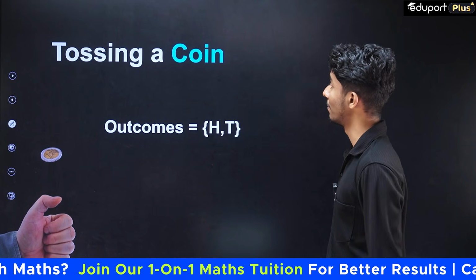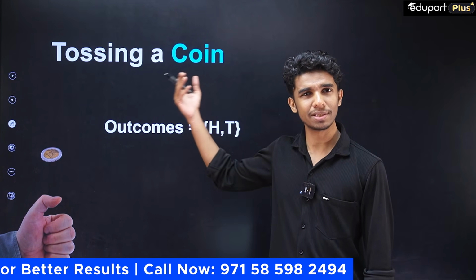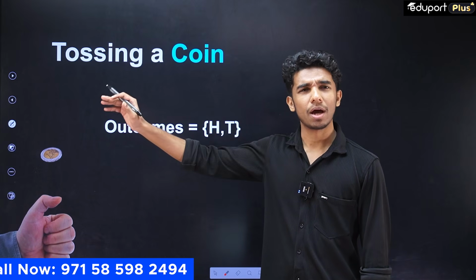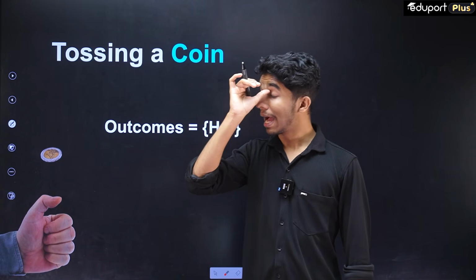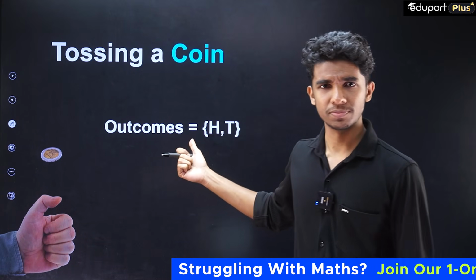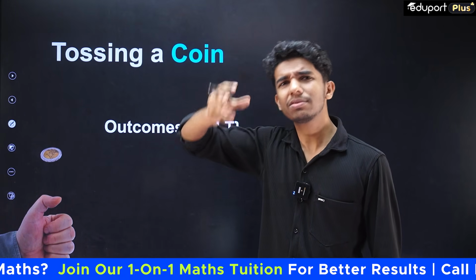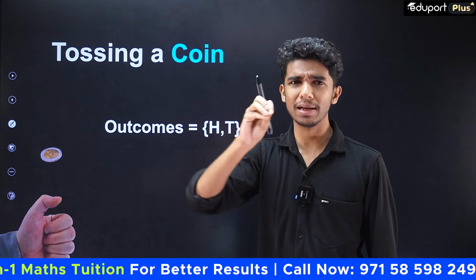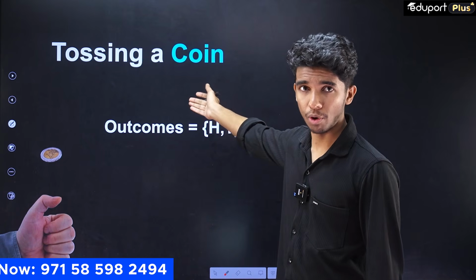Next example: tossing a coin and tossing a die. You know all these theories by now. In the last time of the exam, we don't have to go through this concept; we have to directly dive into problems. Let me just go back and give a small idea, not that deep.